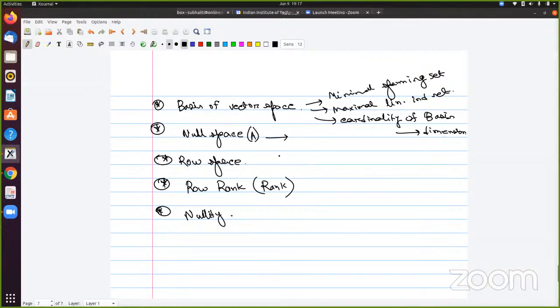Okay. So null space is basically X such that Ax equal to 0, if homogeneous. So if A is an m cross n matrix, then this is a subspace of Rn. Correct? Subspace checking we have done, right? Okay, great.